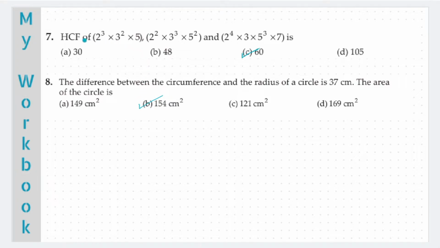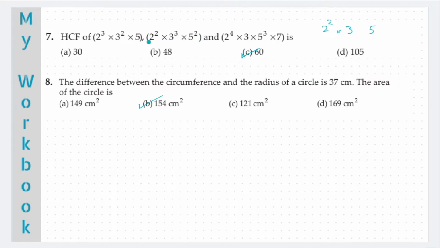Here HCF is given as the product of smallest power of each common prime factor. So write down the common prime factors first. 2 is common, 3 is common, and 5 is also there in all the three numbers. And we need to pick out the smallest power. Here it's 2 cube, here it's 2 square and here it is 2 power 4. So the smallest power is 2 square.